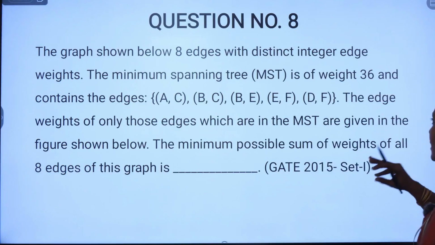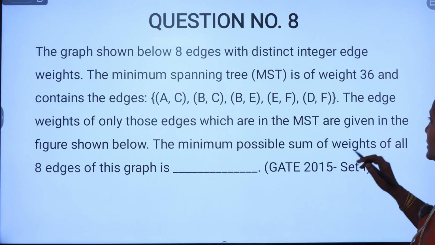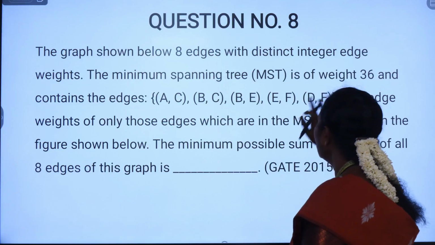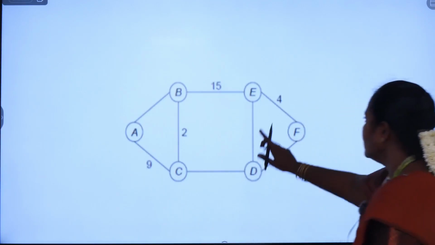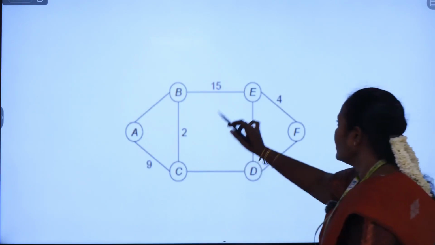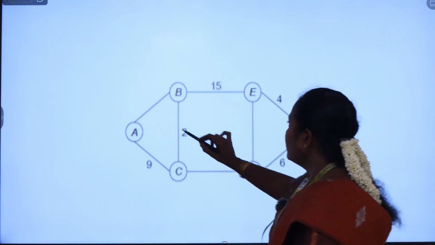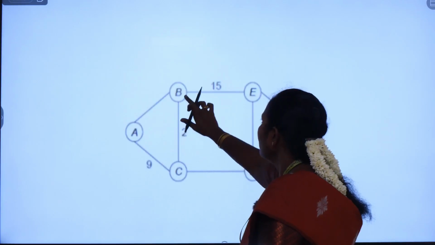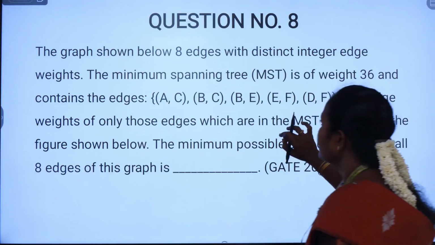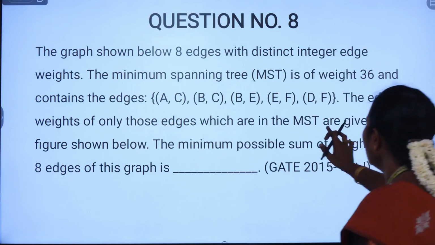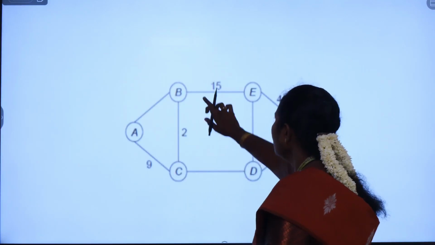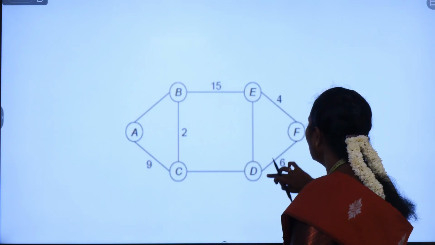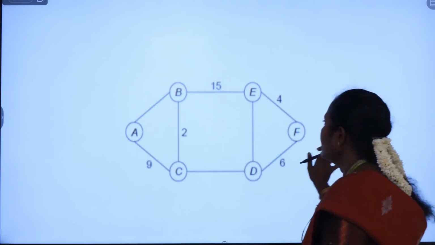We are going to consider some values for these edges, that is A to C, B to C, B to E, E to F and D to F. Okay, so for example, we will consider this graph. Here we are having 8 edges. A to B they didn't give the value. For A to C they have given the value. You can consider A to C and then B to C, B to E. E to D they didn't give, C to D they didn't give, E to F and D to F. These are all the values we are going to consider.